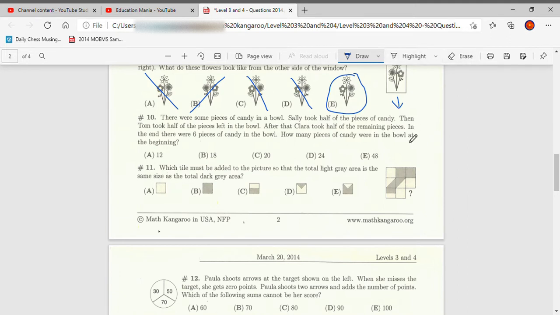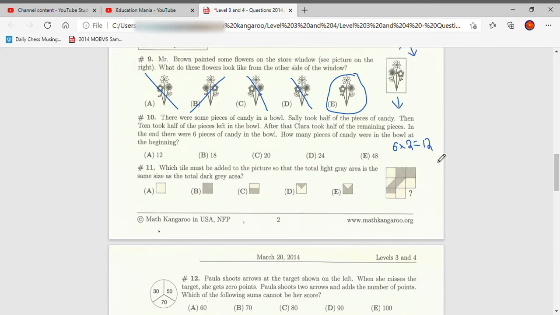So we end with 6. Then Clara took half of the remaining pieces. So we divide by half, which is the same thing as multiplying by 2. So 6 times 2 equals 12. So before Clara took it, there were 12. Now, Tom took half of the pieces left in the bowl.